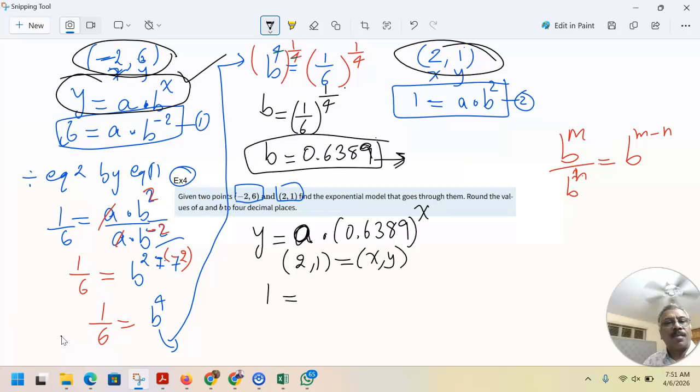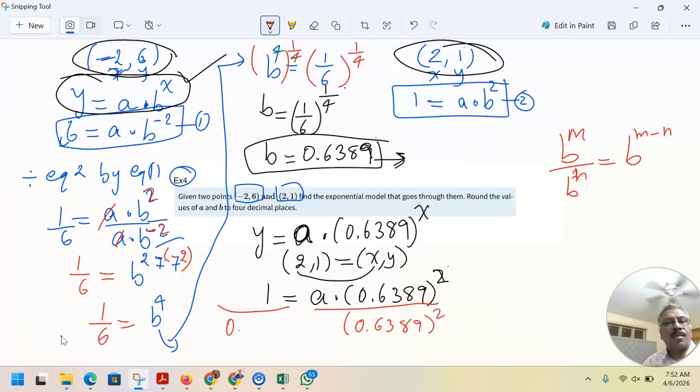So it becomes 1 equals a times 0.6389 raised to x, but x is 2, so this is 2. And then both sides divide by this one, 0.6389 squared. So you divide both sides by this. Okay. And so this crosses out and you get a equals. Let's plug this in the calculator and see what we get.